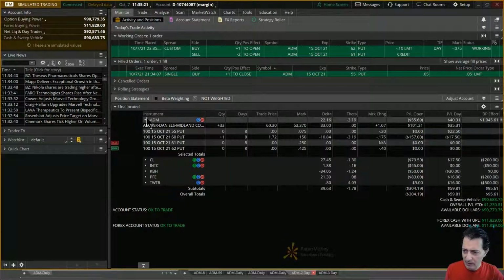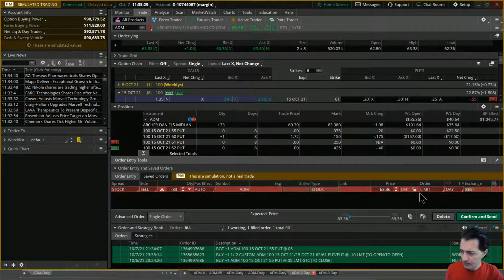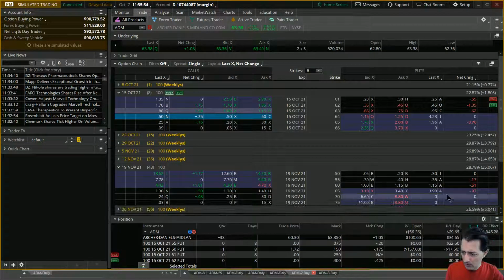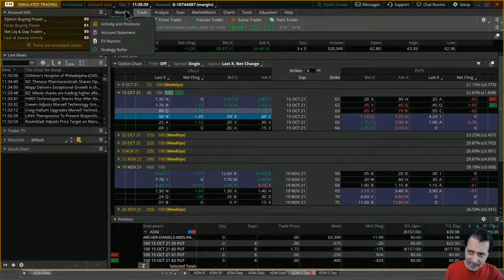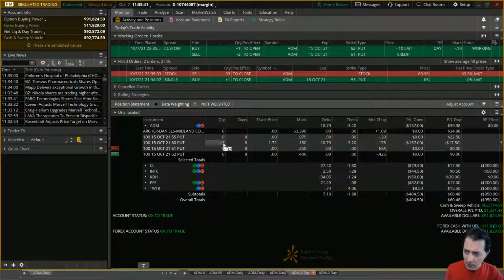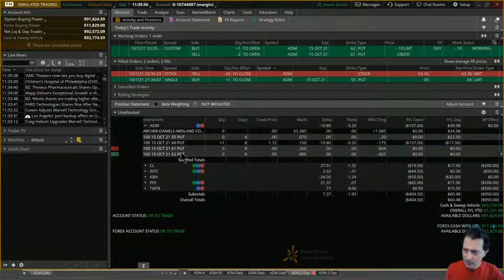And then I'm going to right click to create a closing order to sell 33 shares of ADM. Let's do it market. And I'm going to close the shares. Okay, that's it. I just closed the shares. So in other words, right now in this account, for this trade, I am left only with a 60 put. And while I am left with a 60 put only, I am waiting to sell 2 of the 61 and buy the 62 to convert that into a put butterfly. Okay, so I'm waiting for this.